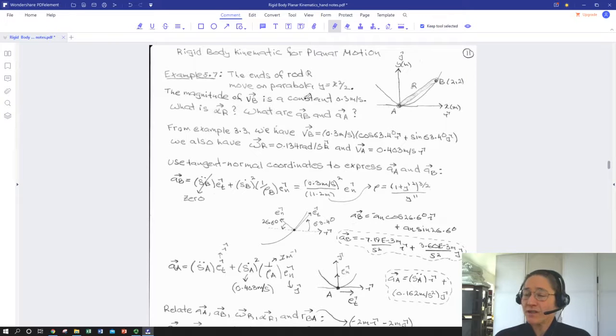Let's see what the accelerations are. We've already solved for velocity, so we're going to pull in some data from that previous problem. We brought this over; we already solved it. But we are given the magnitude of the velocity of B. We're told it's constant, so its acceleration is 0. It's going to be handy, right?